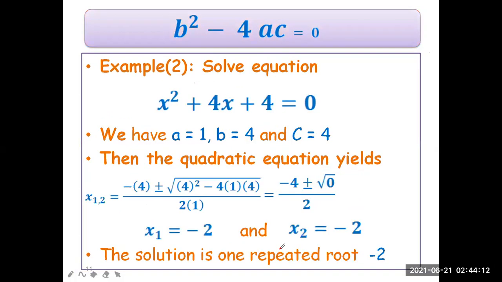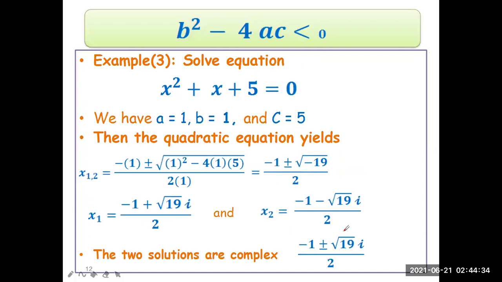Now, b squared minus 4ac equals 0. Let's see this example, the second example for this case. x squared plus 4x plus 4, where a equals 1, b equals 4, and c equals 4. Now, with the quadratic equation in this form, we solve it and get the repeated root negative 2. That means x1 and x2 equal negative 2.